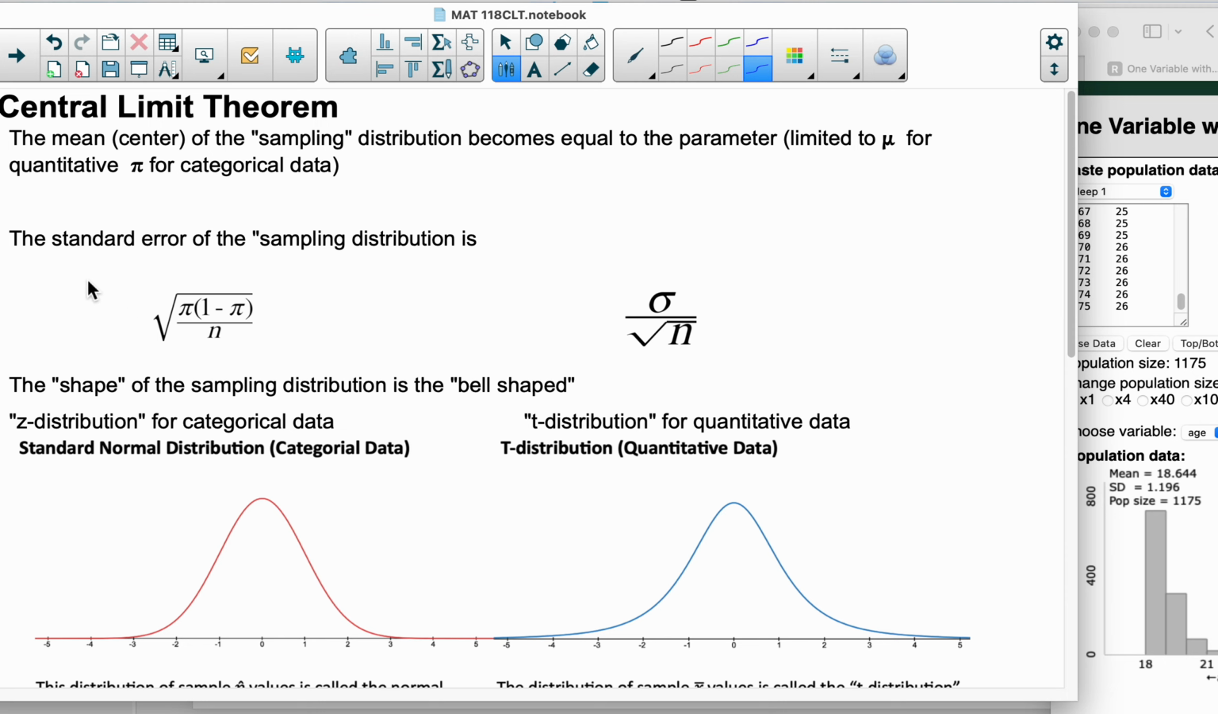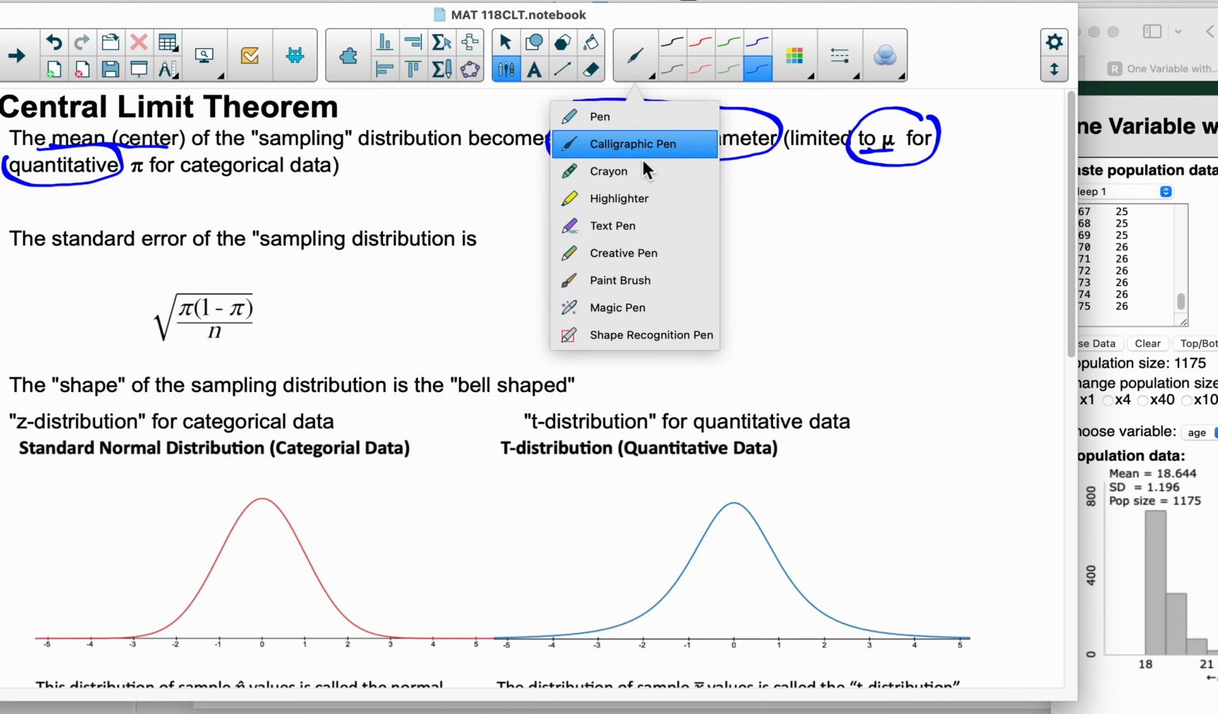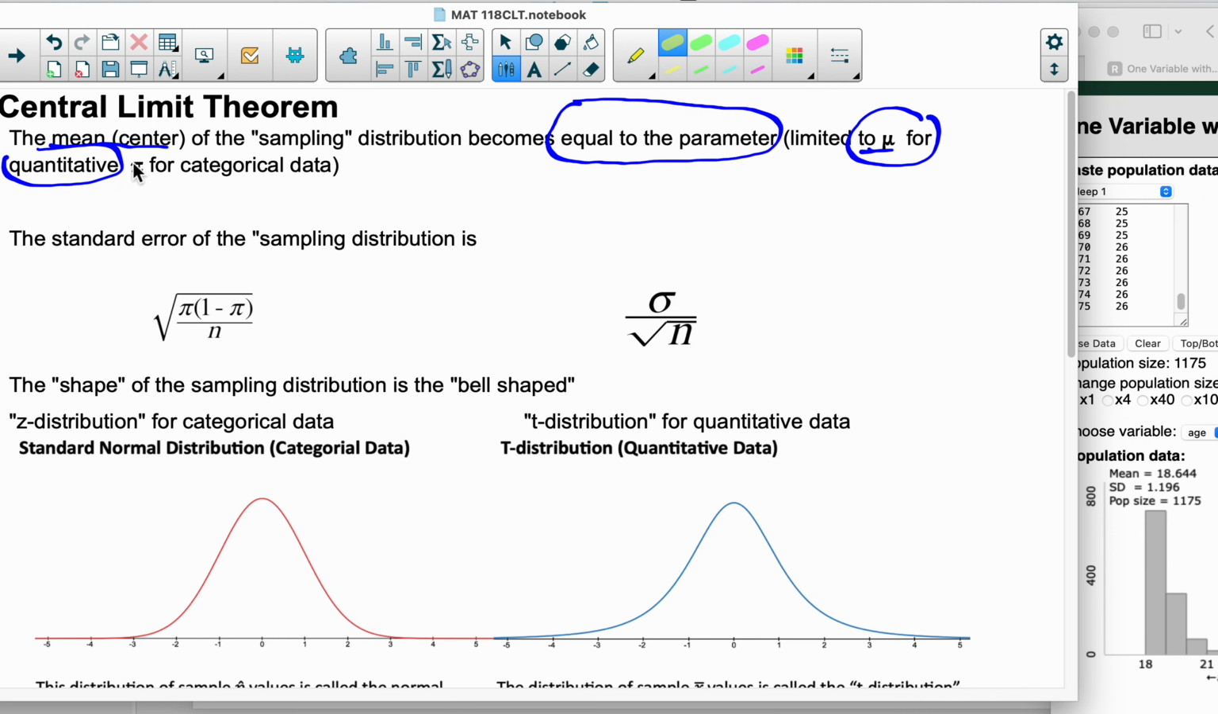A few things come out of it. We say that the mean or the center of that sampling distribution becomes equal to the parameter of interest. Okay, equal to. So if we're dealing with categorical data versus quantitative data, for quantitative data, the center will become equal to mu. If we're dealing with categorical data, the center of the distribution will become equal to pi.